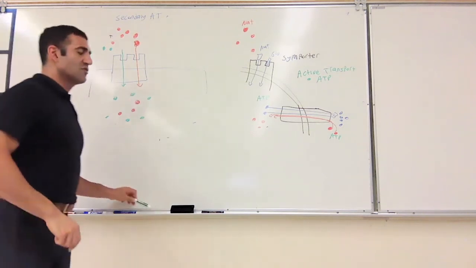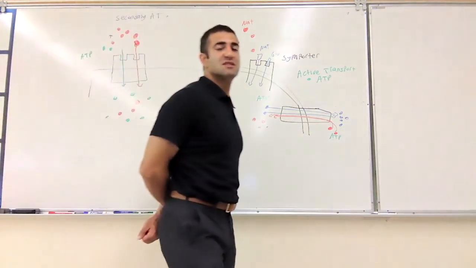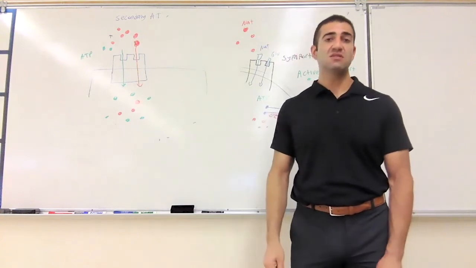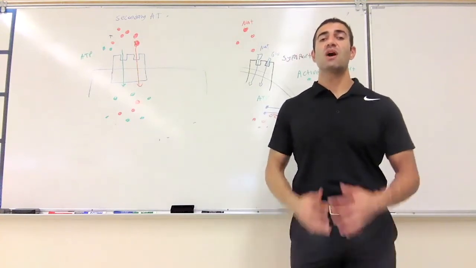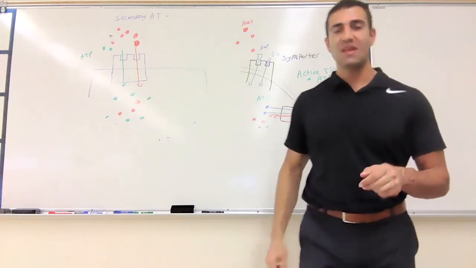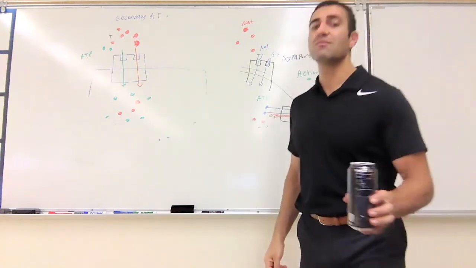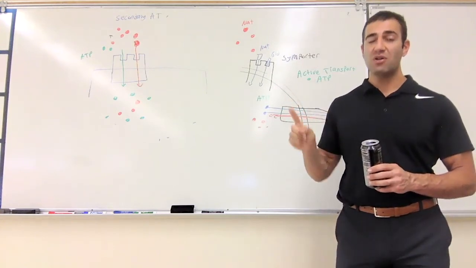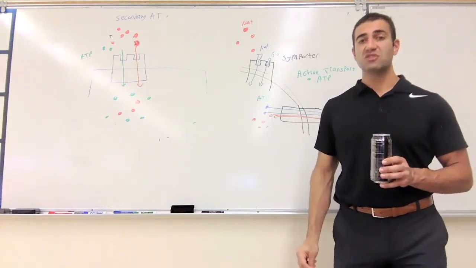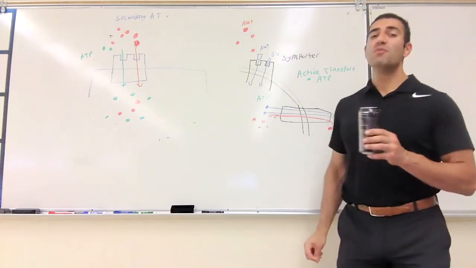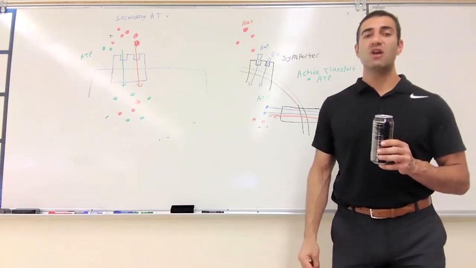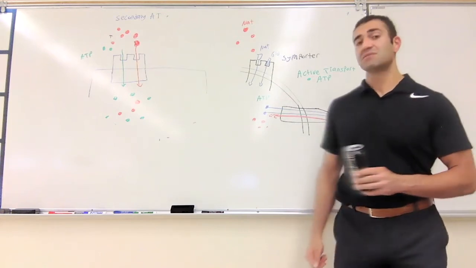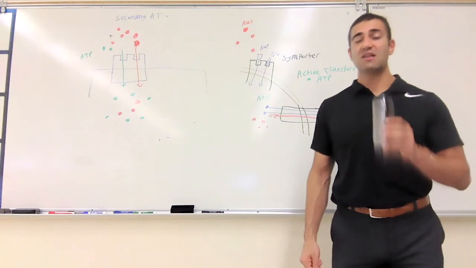So what secondary active transport does is it uses the movement of one molecule going down its concentration gradient to move another molecule against its concentration gradient. This is much more efficient than primary active transport because the movement of that molecule is going to pull along the molecule going against its concentration gradient. Because of that, you're using a lot less energy.